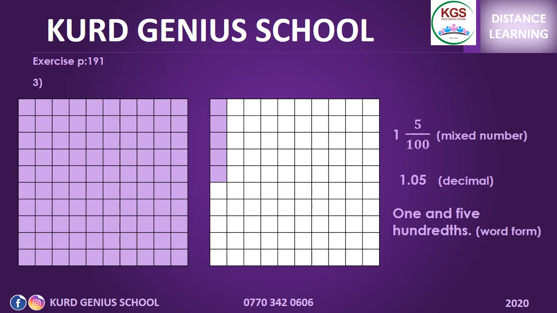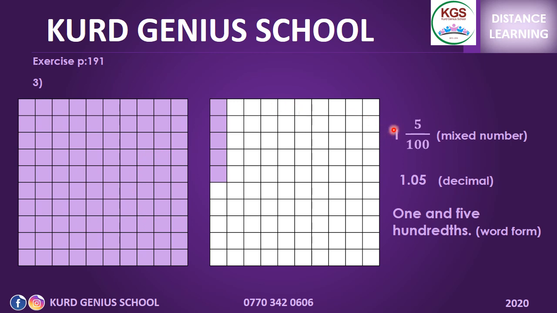Number 3. Again we have models. We have two squares. The squares here are divided into 100 smaller squares. One of the squares is completely colored, so we have one entire square colored in purple. But in the second one, only 5 small squares out of 100 squares are colored. So how can I represent this amount in a mixed number or a decimal?